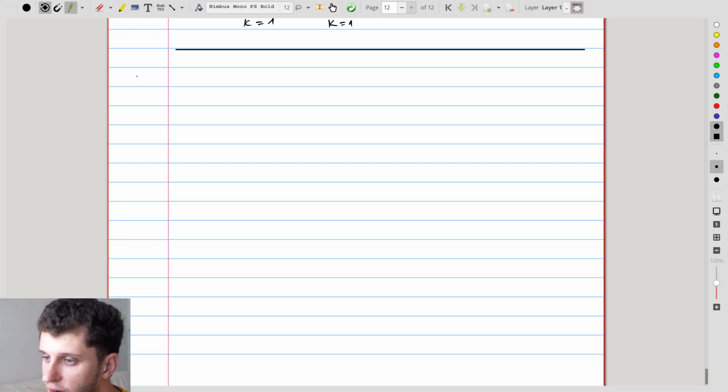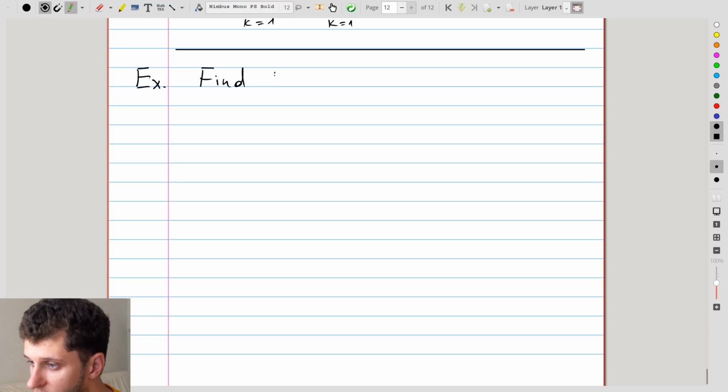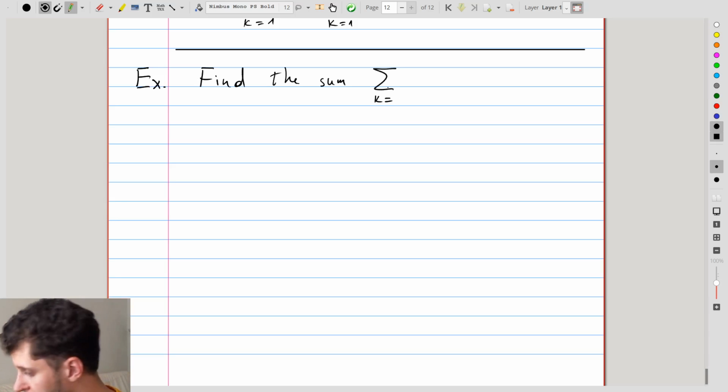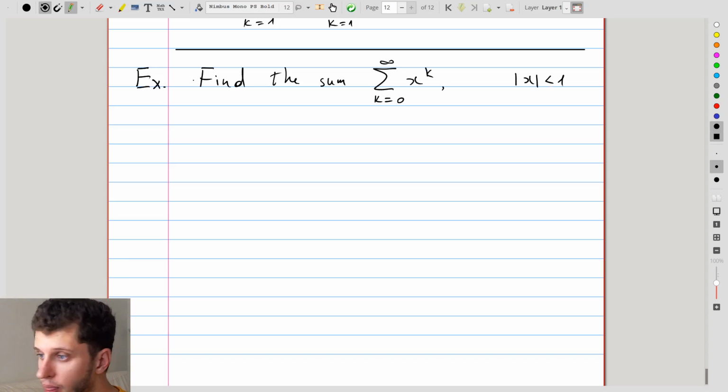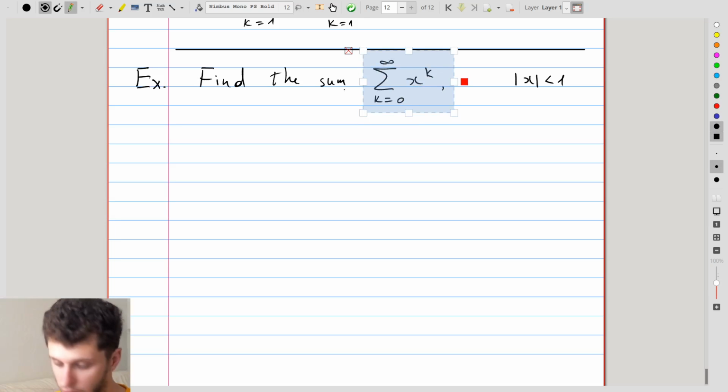As an extra example that will illustrate the way that we proceed next, let us find the sum of the very first power series that we encounter in this course. To find the sum over k from 0 to infinity of x to the power k, when the absolute value of x is less than 1. So here x is a number that has absolute value less than 1. Our series here looks like so.